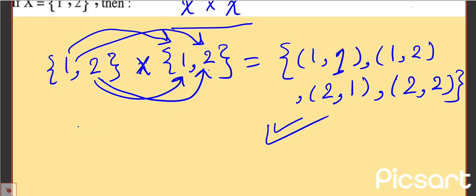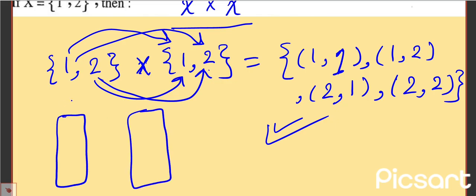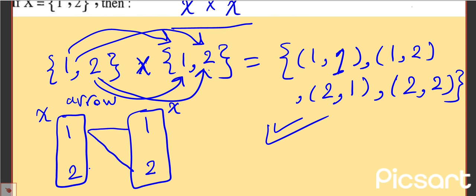The arrow diagram. The diagrams are: 1 and 1, 1 and 2, 2 and 1, and then 2 and 2. This is called the x set, and this is called the x set. We will match the arrows, just two arrows. Yes, this is correct.